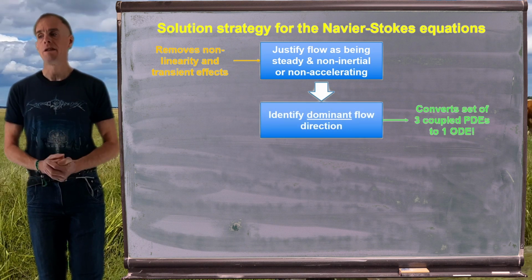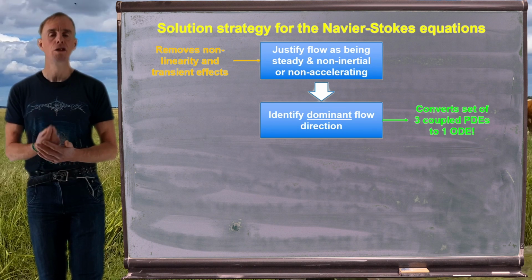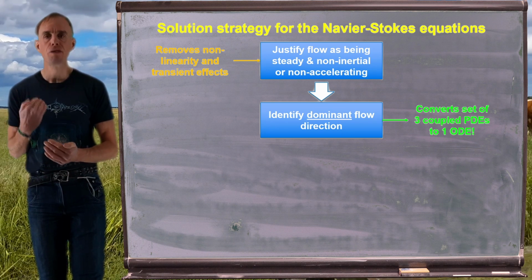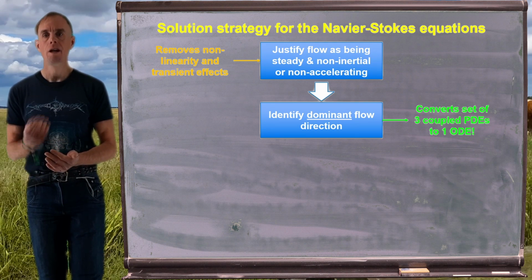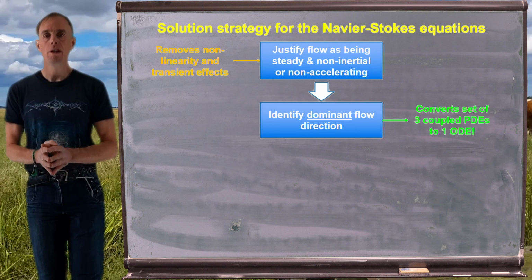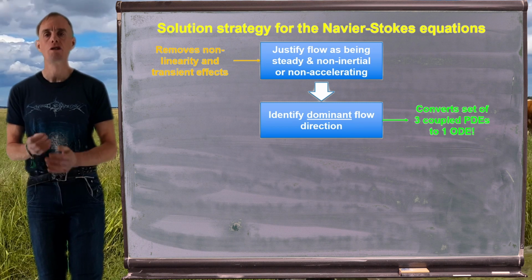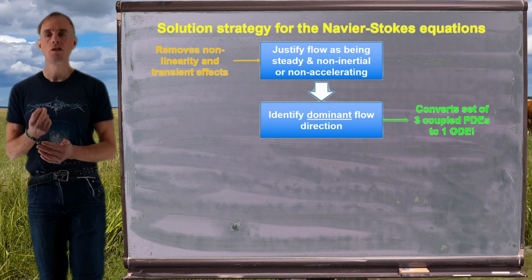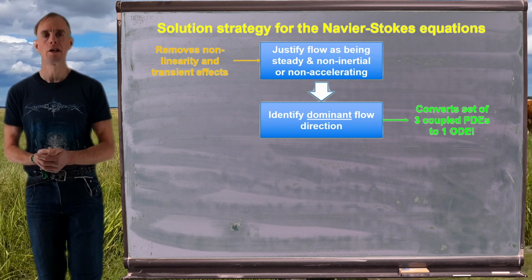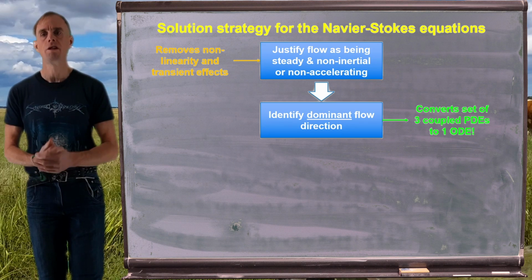Once we've eliminated the substantive derivative, what we need to do is to identify the dominant flow direction. Where is the velocity going? How is that velocity changing? And what we can do is that we can simplify three sets of coupled partial differential equations to one ordinary differential equation if we can make certain assumptions about the dominant flow direction and how that dominant flow direction changes. And again, I'm going to give you more details of this in a second.